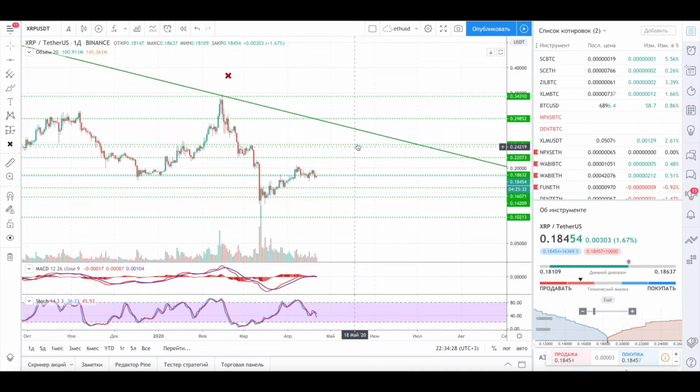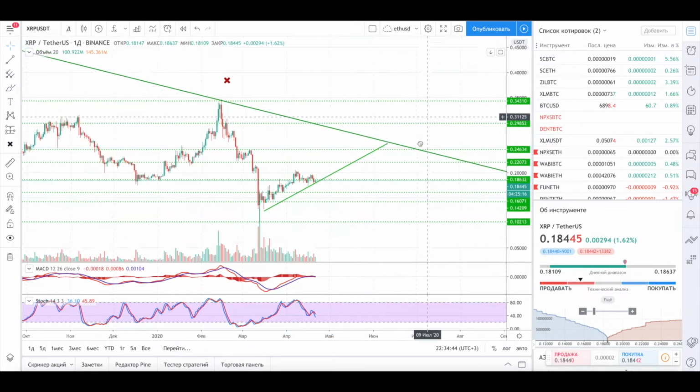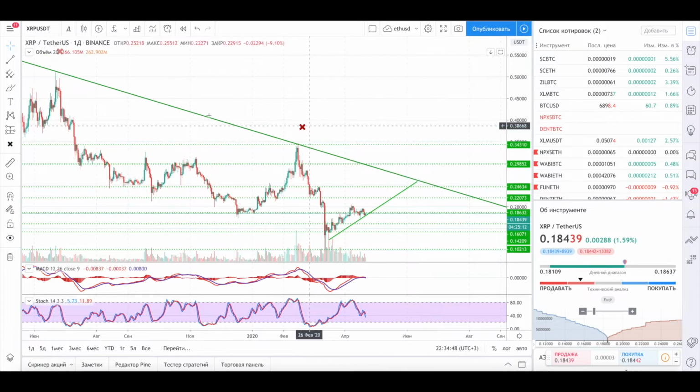If Ripple breaks the main trend, then we can safely go to our goal of 50 cents. 50 cents is one of the largest goals. This is one of the serious levels, and of course also the level of 45 cents. 40 cents is also a certain goal after breaking the trend line.